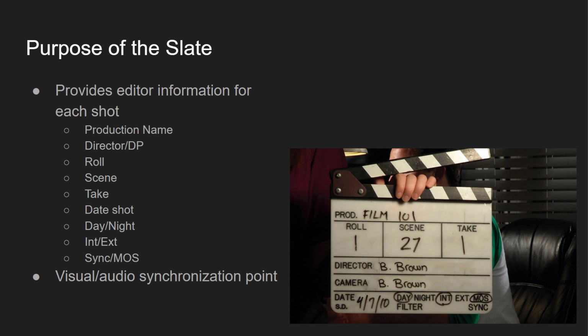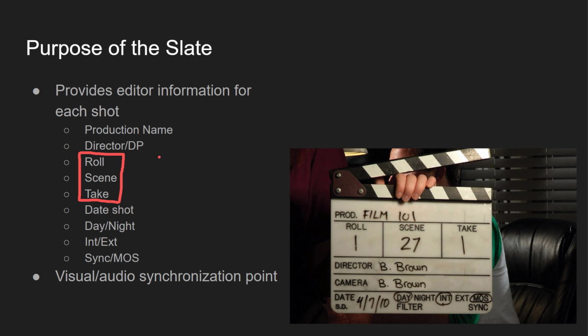The slate also provides information. So we get the production name, the director, DP, the roll, scene, and take. These are very important for the editor, so they can know what shot they are dealing with.